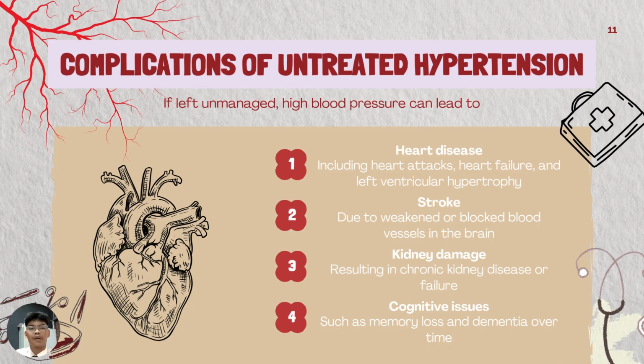Complications of untreated hypertension. If left unmanaged, high blood pressure can lead to number one, heart disease, including heart attacks, heart failure, and left ventricular hypertrophy. Number two, stroke, due to weakened or blocked blood vessels in the brain. Number three, kidney damage, resulting in chronic kidney disease or failure. And last but not least, number four, cognitive issues, such as memory loss and dementia over time.